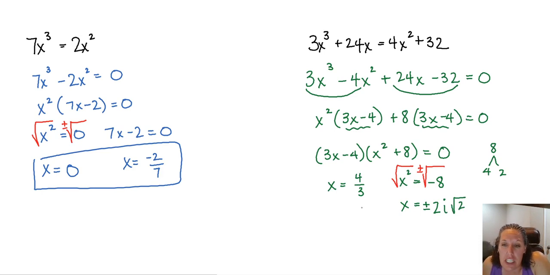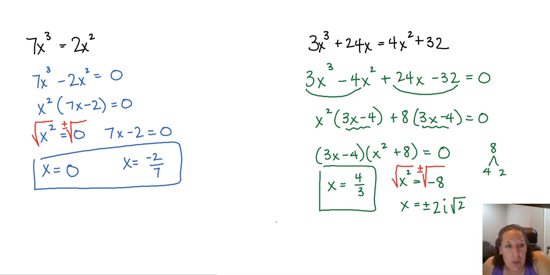Now in this, you want to pay attention to what the directions of your problem say. In many of the problems that I assign, the directions will ask you for all the real solutions, in which case your only solution is x equals 4/3 for this problem. If they ask you for all of the solutions on the complex plane, then you would include that plus or minus 2i square root of 2.